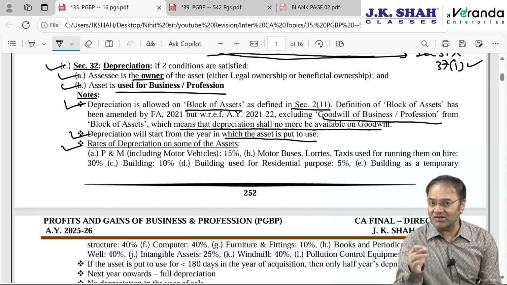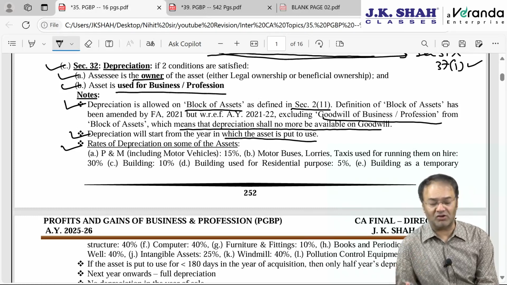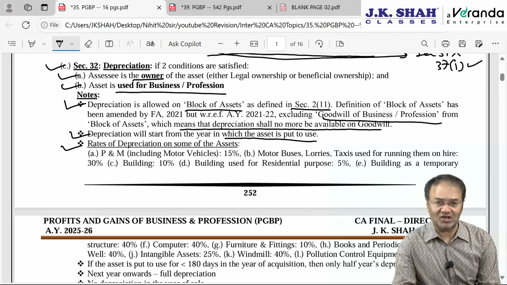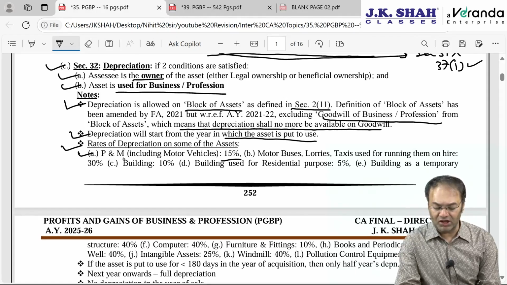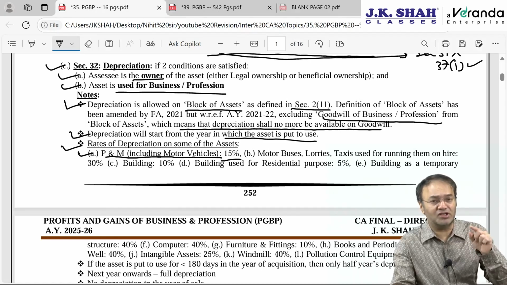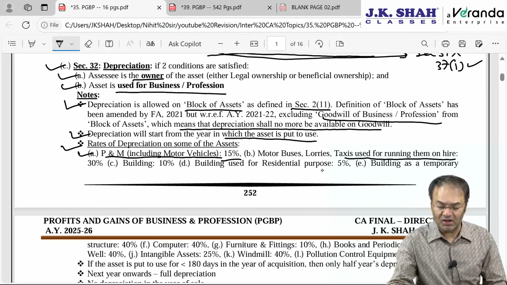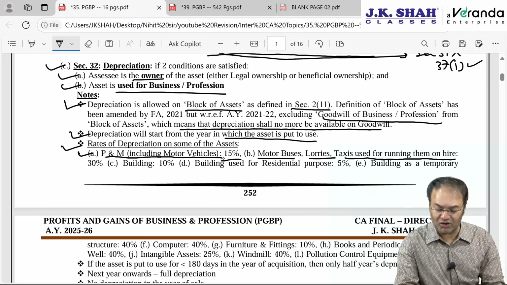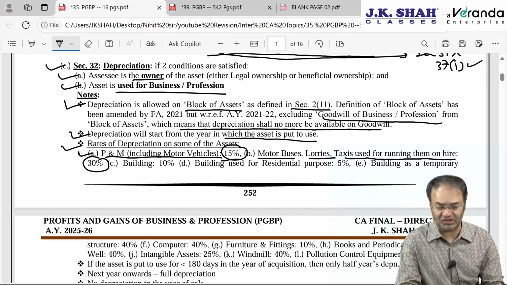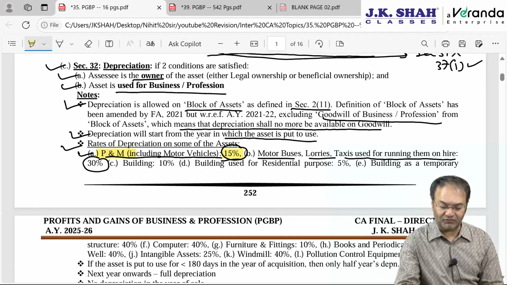method. SLM method is allowed only by those people who are into the business of power generation or power distribution and transmission. WDV method rates are given in Appendix 1. The most important one is plant and machinery, 15%, including motor vehicle. However, if the same motor vehicle is used in the business of running it on hire, that is motor buses, lorries, taxis, etc., then double depreciation is allowed. Instead of 15%, the depreciation rate will be 30%. Otherwise, for plant and machinery, you will have to remember the normal standard rate of depreciation is 15%.